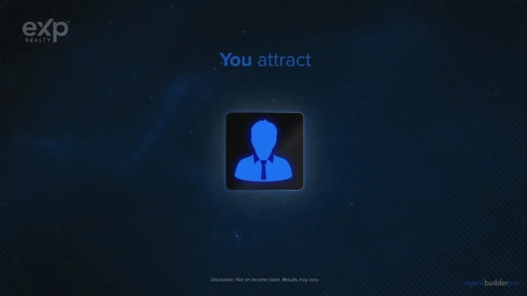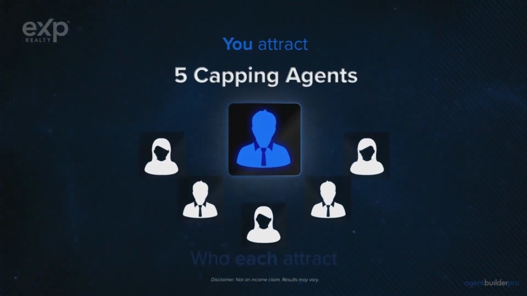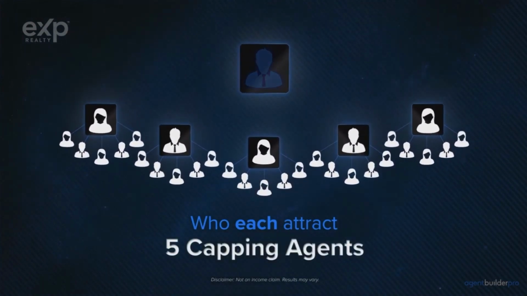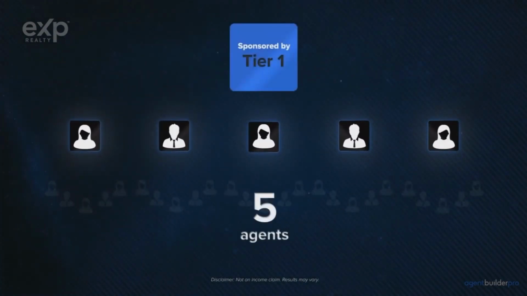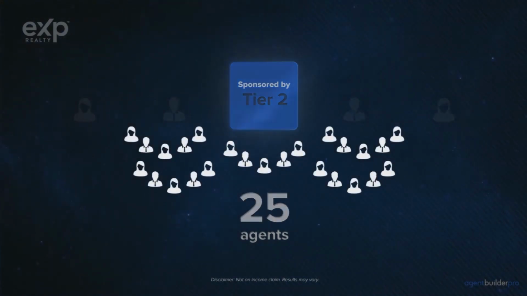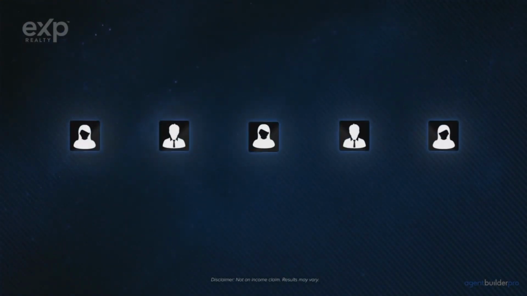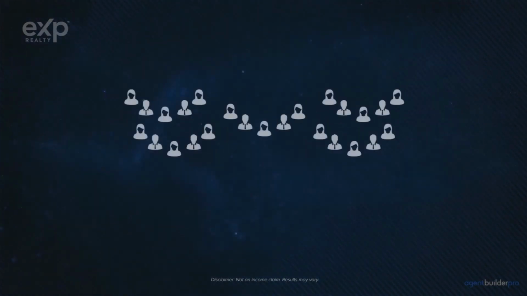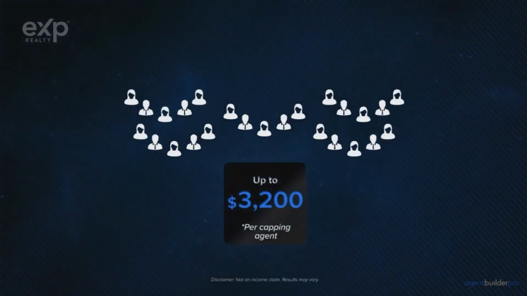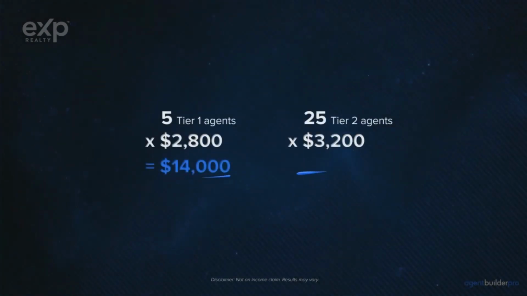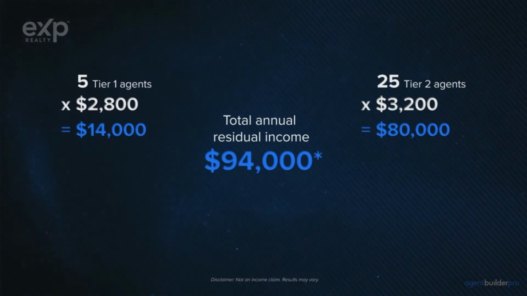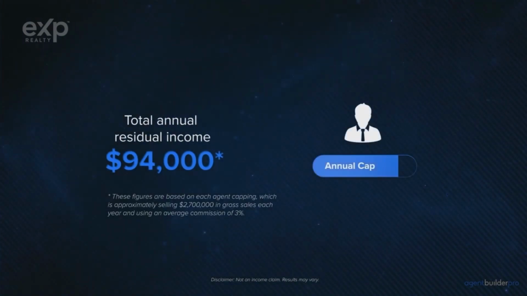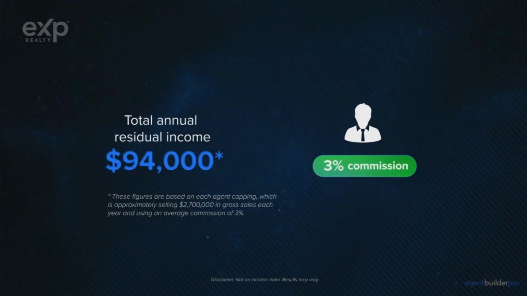Here's you. You personally attract 5 capping agents. Then, each of those 5 agents attract 5 capping agents of their own, giving you 5 agents on Tier 1 and 25 agents on Tier 2. For the 5 capping agents on Tier 1, you earn up to $2,800 each. And for the 25 capping agents on Tier 2, you earn up to $3,200 each, giving you an annual leveraged income of up to $94,000. But note that these figures are based on each one of these agents capping, which is approximately selling $2.7 million of real estate per year, with an average commission of 3%. You can speak to an EXP agent or staff member for further explanation.